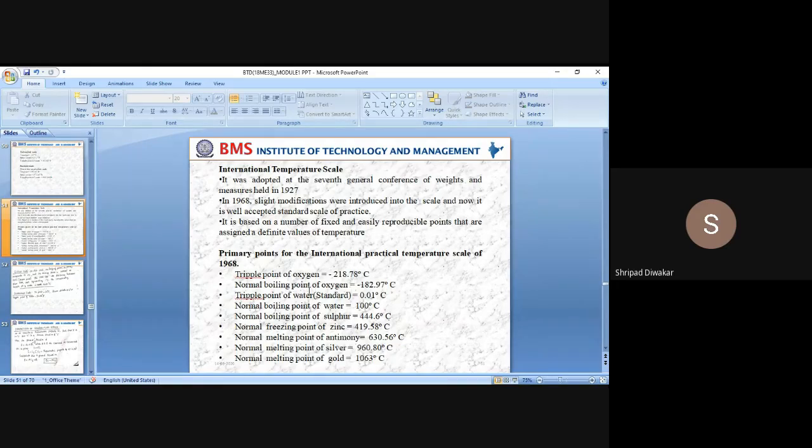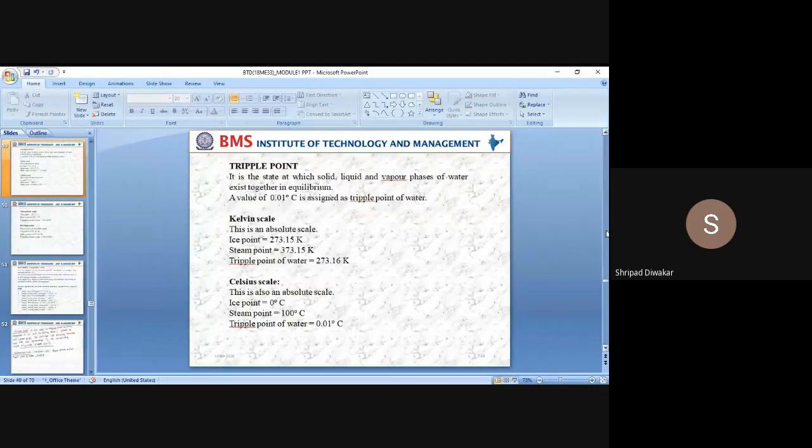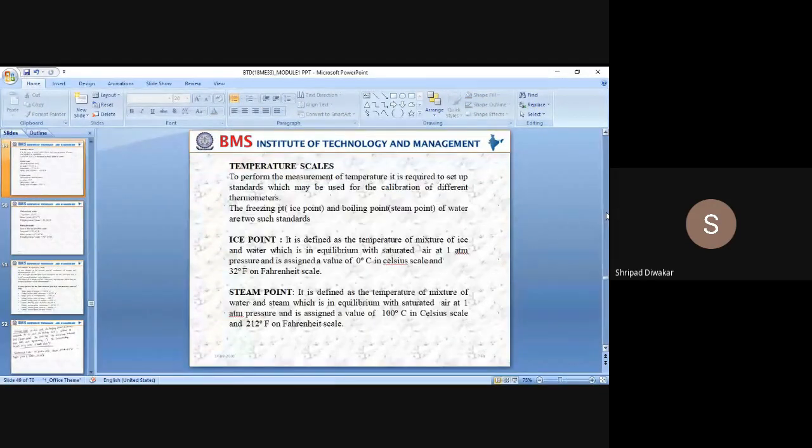Next, the triple point of water is a standard value, 0.01 degrees Celsius. The normal boiling point of water is 100 degrees Celsius. The normal boiling point of sulfur is called the sulfur point, 444 degrees Celsius. The normal freezing point of zinc is 419.58 degrees Celsius. Then the normal boiling point of antimony, which we just discussed in the previous slide. The antimony point is used as a standard point. Which temperature range is the antimony point?